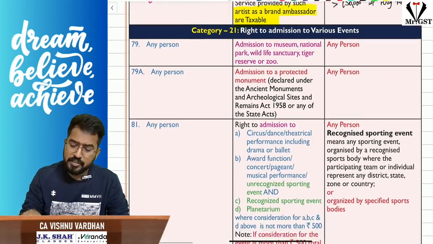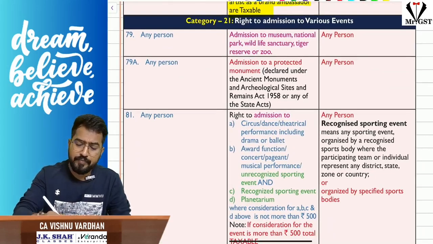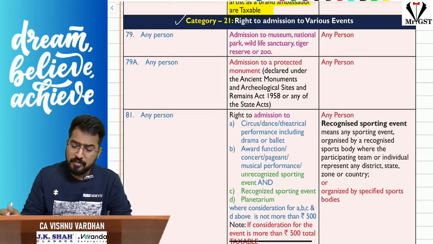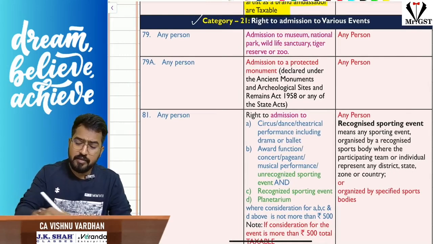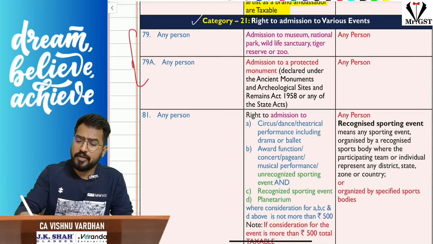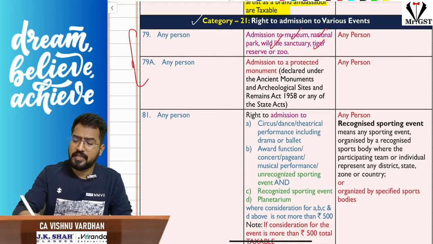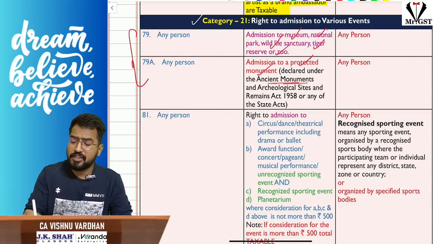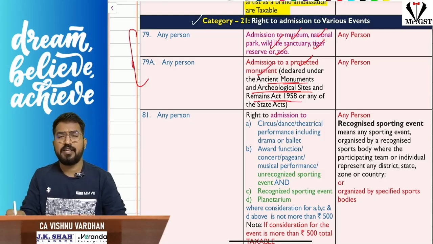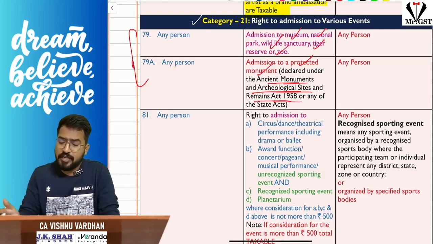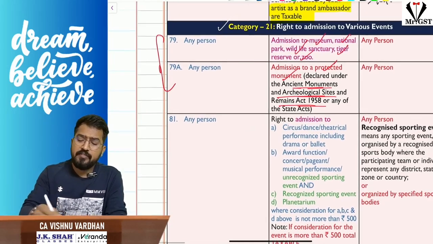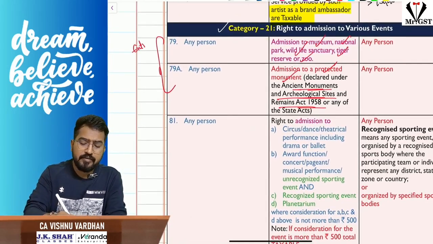So that is there. And next, category 21, admission to events. Please remember this properly. See here, these two cases, you are entering into a museum or national park or wildlife sanctuary, tiger reserve, zoo, all that stuff, or even protected monuments which are declared as protected monuments under Ancient Monuments and Archaeological Sites and Remains Act 1958, example like Red Fort, Taj Mahal, Golconda Fort, kind of things. So here entry fees is exempt, entry ticket is exempt, and here there is no monetary limit. Please understand that.